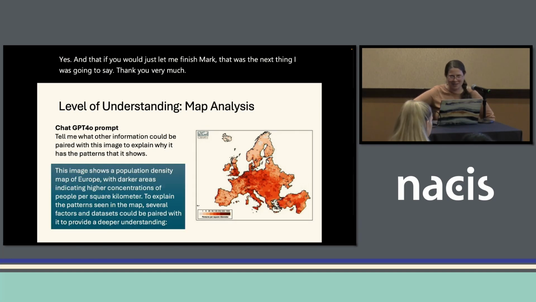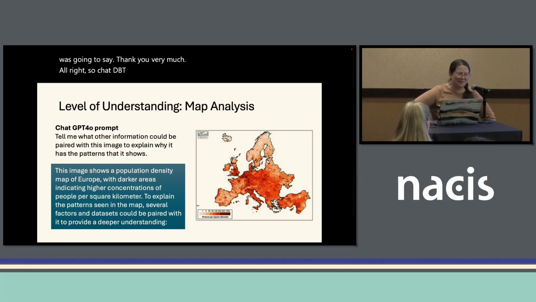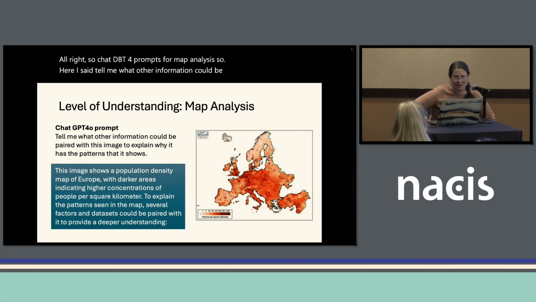All right, so ChatGPT 4, prompt for map analysis. Here I said, tell me what other information could be paired with this image to explain why it has the patterns that it shows. And it gives actually a very lengthy description here. This is the first part of it.